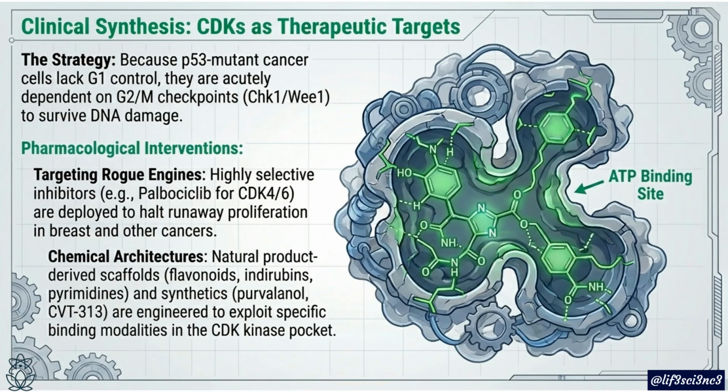Since P53 mutant cancer cells depend on G2/M checkpoints, highly selective CDK inhibitors like palbociclib can be deployed to halt proliferation by targeting the ATP binding site in the kinase pocket.